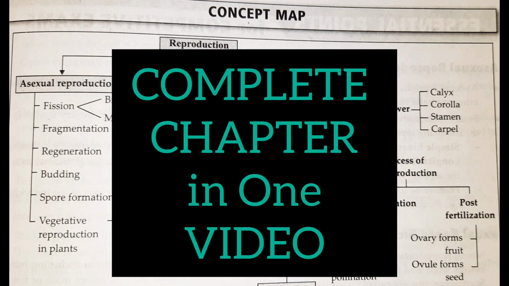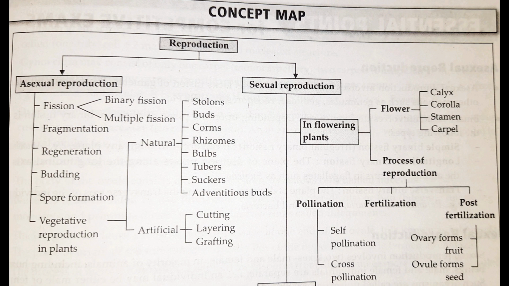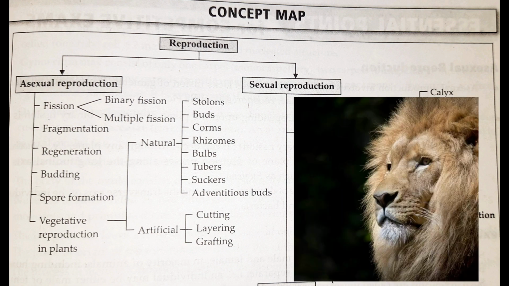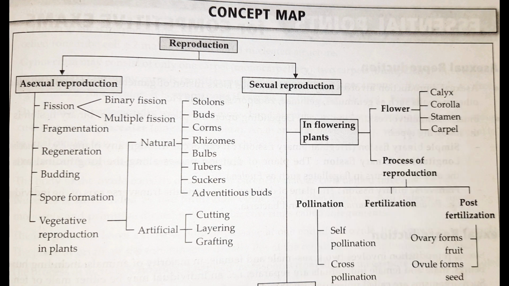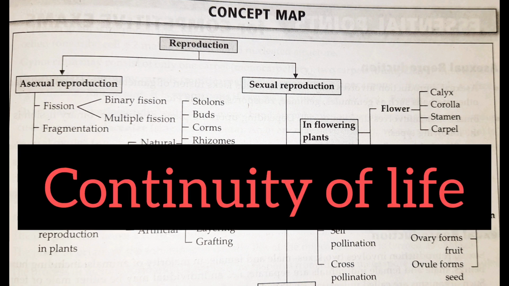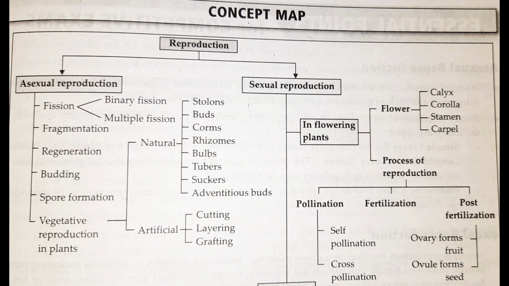Now we are going to study how organisms reproduce, with a concept map along with definitions and examples. First, what is reproduction? Reproduction is a process by which living organisms are able to produce young ones of their own kind. Why is reproduction necessary? Because the continuity of life on earth from its origin to the present day has been possible only because of reproduction.